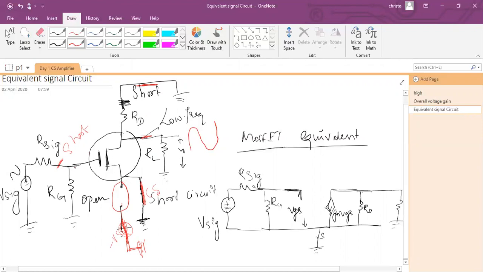So the remaining parts are present as usual. RG is retained, because for biasing we used the current source technique. So RG is retained, and the remaining parts are retained as well. Again, the simplified equivalent circuit is this. Can you see it here?